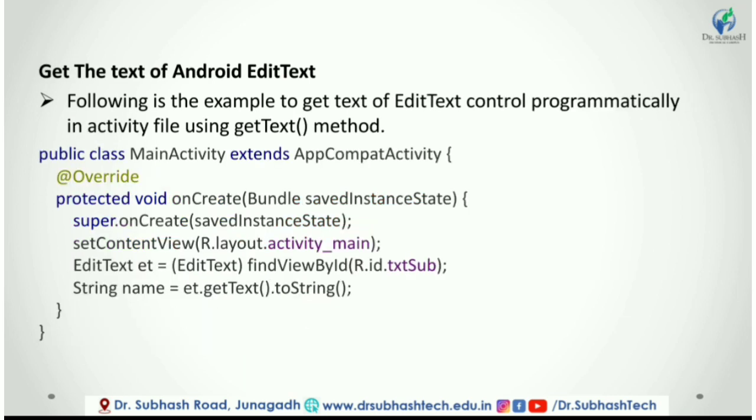Now, next topic is get the text of Android edit text. In Android, we can get the text of edit text control by using the getText method in the activity file. Following is the example to get the text of edit text control programmatically in the activity file using the getText method. If you observe the code snippet, we are finding the edit text control which we defined in the XML layout file using the ID property and getting the text of edit text control using the getText method.